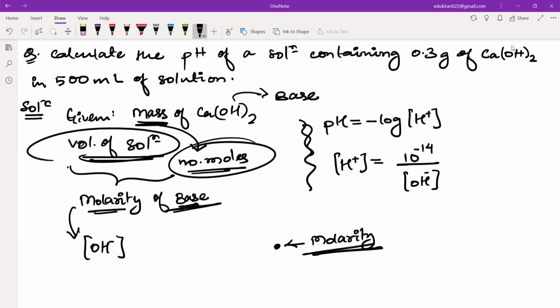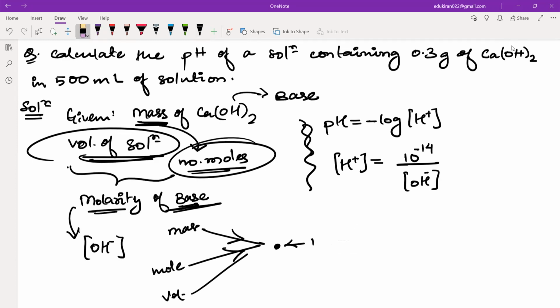How will you get molarity? You will get the molarity from mass. You will get the molarity from the number of moles. You will get the molarity if you have been given, let us say, a mole fraction or something, if volume is also given. So from all these, you will get the molarity.